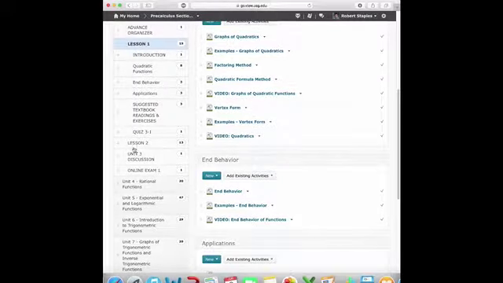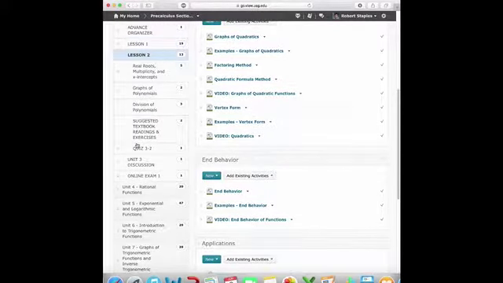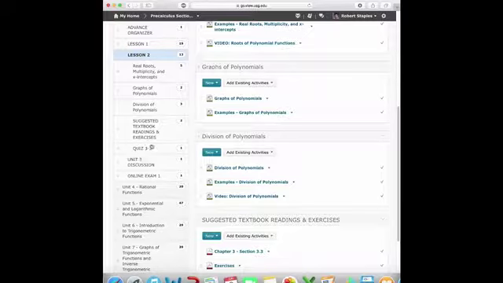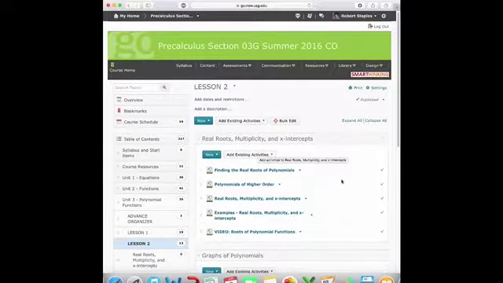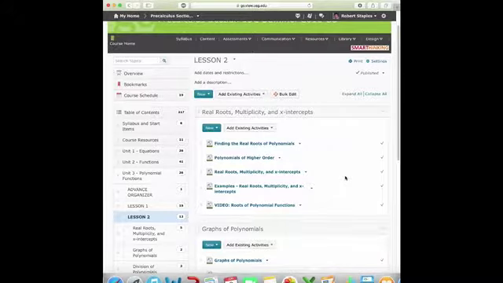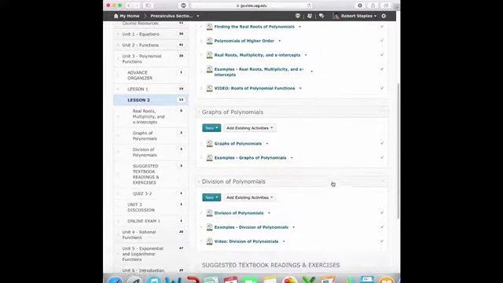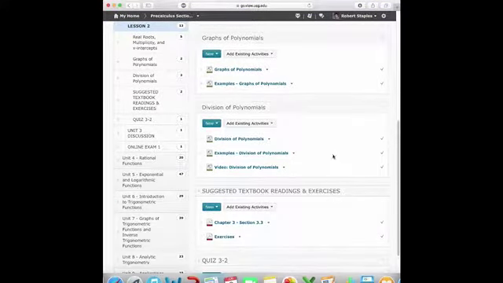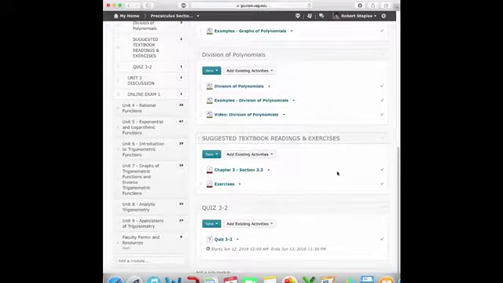Let's take a second and look at what's happening in lesson 2. So in lesson 2, we're talking about real roots, multiplicity, and x-intercepts. Again, this is about polynomials, graphs of polynomials, dividing polynomials. You did a lot of this in college algebra, so that's not going to be that big of a deal. And again, remember, this link right here goes to a section of the book, not the entire book, but you know it's at 3.3, which helps you out. And again, you have your quiz.